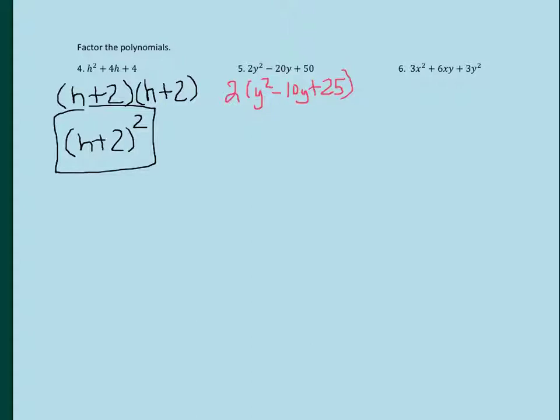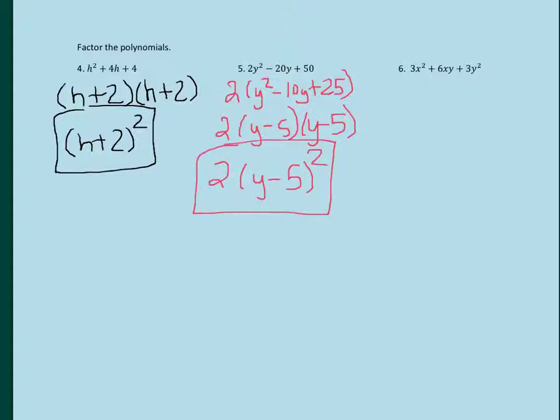Now, 1 times 25 is 25. B is negative 10. So you've got to ask, what multiplies to 25 and adds to negative 10? Well, negative 5, negative 5. So you have 2 times y minus 5 squared. These need to be our final answers here. So press pause, try 6 again now. Double check it.